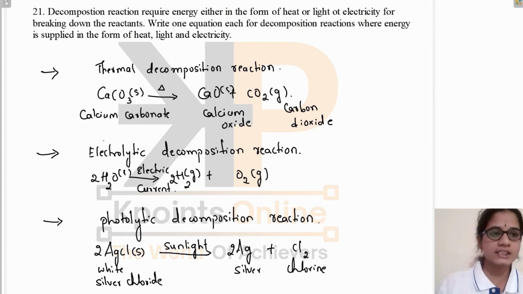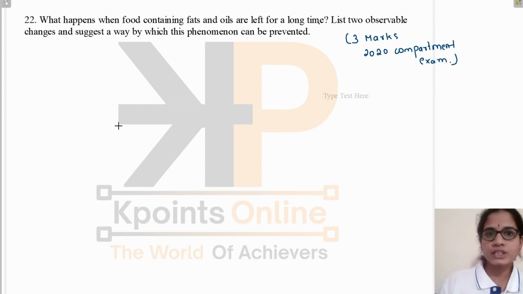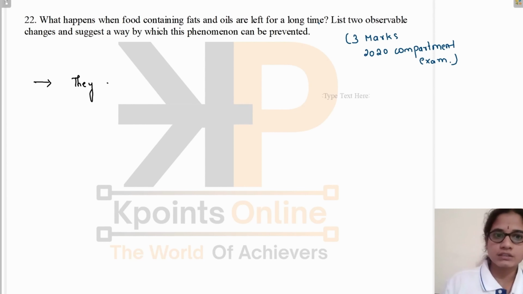Okay, let us see the next question. What happens when food containing fats and oils are left for a long time? List two observable changes and suggest a way by which this phenomenon can be prevented. This is about rancidity. When food containing oils and fats are left for a long time, they undergo oxidation.